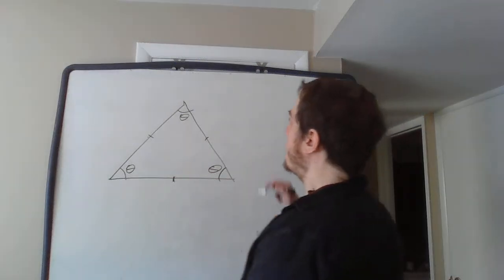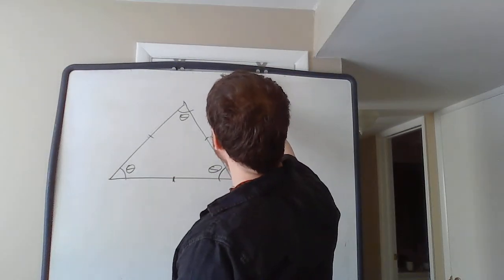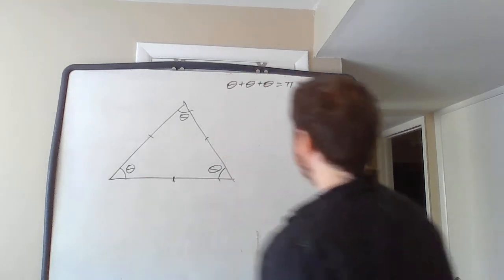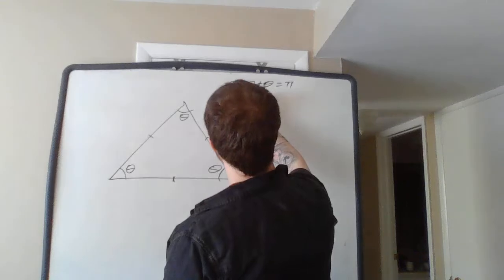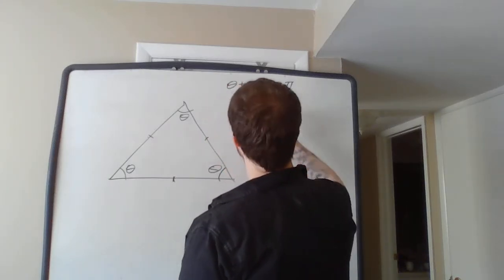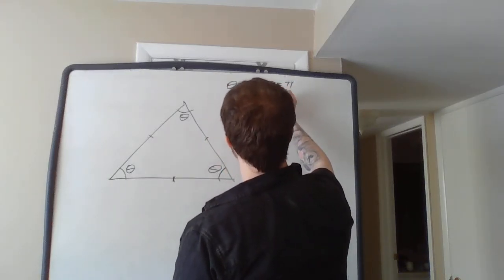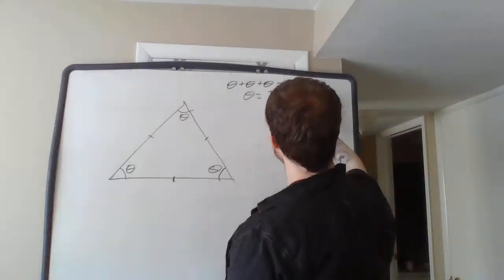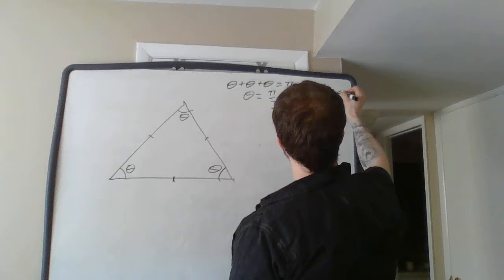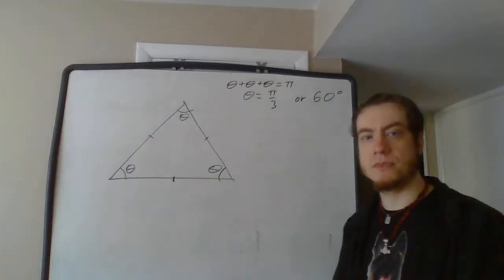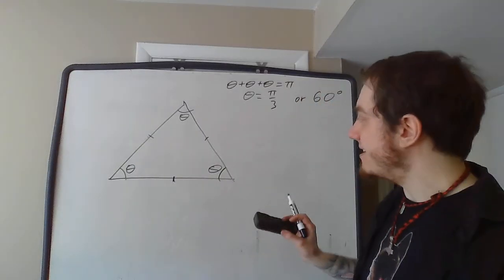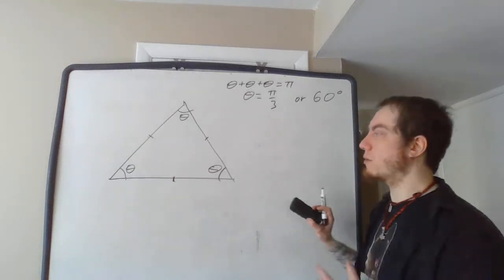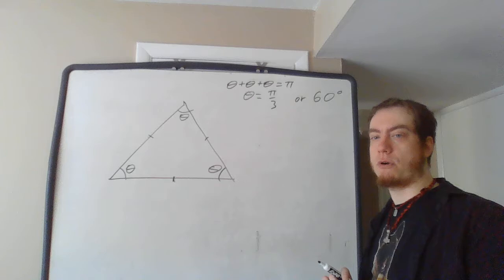Well, if I work this out in radians, I get that theta plus theta plus theta has to equal pi. That means that theta is equal to pi over 3. If I wanted to do this in degrees, that would come out to be 60 degrees. Now, the thing is that this is not a right triangle. So you might be wondering, why on earth would I bother with this thing if it's not a right triangle?